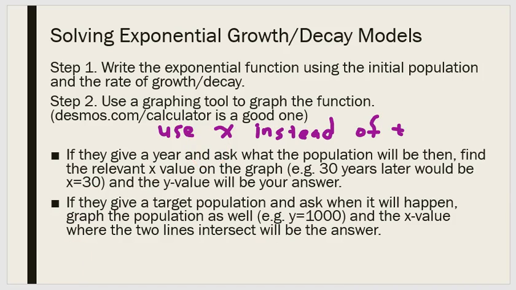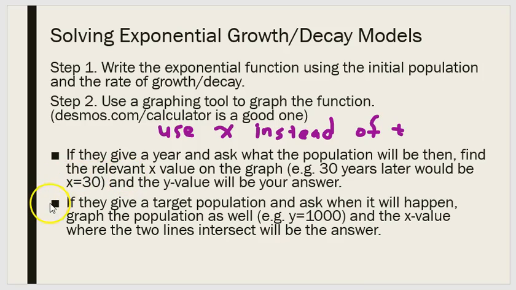So now there are two types of questions they'll give you once you have your exponential growth or decay model written out. The first type of question, they'll give you a target year and then ask you what the population is then. For example, they may say, here's your model, what will the population be in 30 years? So then you would find x equals 30 on the graph, and then the y coordinate at that point will be your answer. That'll be the population 30 years later.